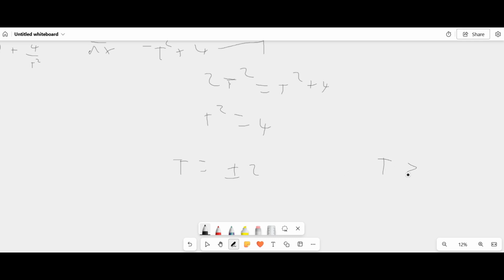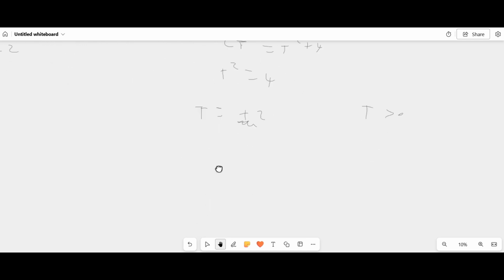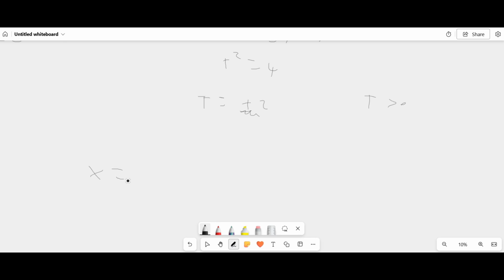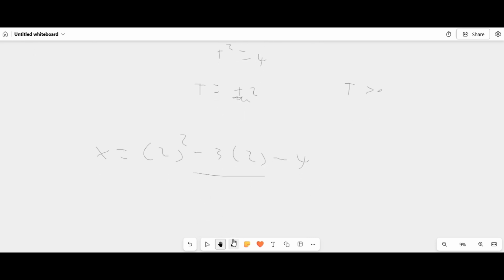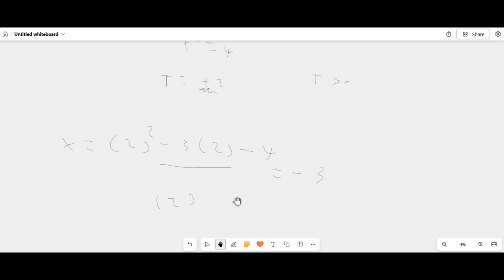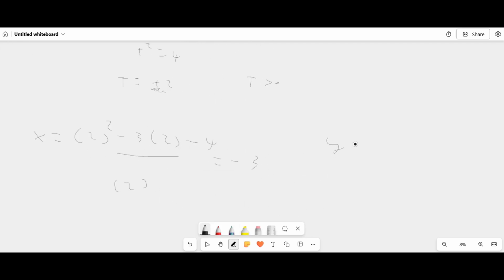It says that t in the question has to be bigger than 0. Therefore t is equal to 2 here. Alright, cool. So now find x and y. To find x, you just substitute into the top x equation. So I'll put 2 into that. So 2 squared minus 3 open bracket 2 minus 4 over 2. And that's going to be negative 3. And then same thing with y, put it into the y equation. So y equals 2 open bracket 2, because it was 2t. So now equals 4. Now I've got all the information that I need.